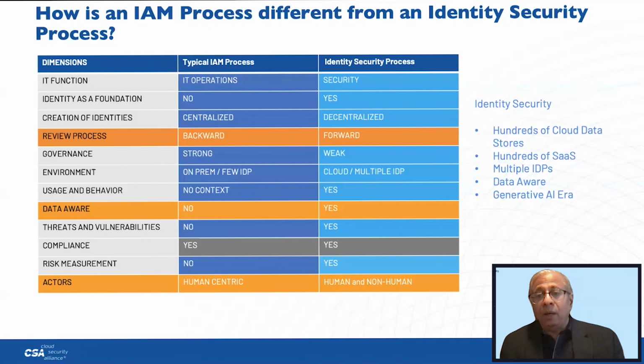They must be data aware, for sure, because we live in the era of generative AI, because everything wants access to your data. So all the APIs want to connect to your data systems. They want to create, read, write, delete, export, download data. This is a big problem. Of course, a process of identity security has to be well aware of threats and vulnerabilities. And of course, it's going to be compliance-centric, risk-focused, and primarily it's going to be non-human-centric. These are the big differences between an IAM world we used to live in and the new world of identity security process.